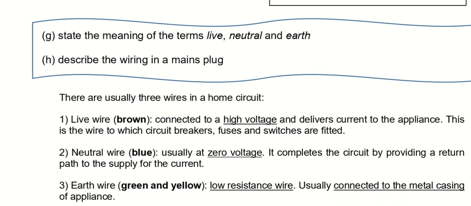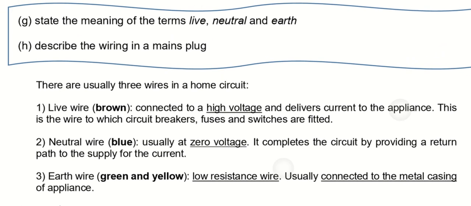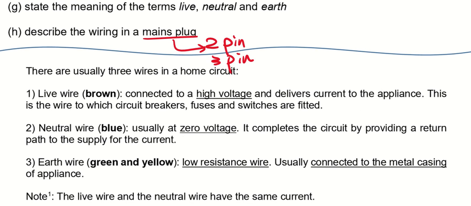Okay, state the meaning of the terms live, neutral, and earth, and describe the wiring in a mains plug. This mains plug can either be a 2-pin or a 3-pin plug. So there are usually 3 wires in a home circuit. We have the live wire, which is brown. You need to memorize. It is connected to high voltage. In Singapore, it is 240 volts. It delivers current to the appliances.